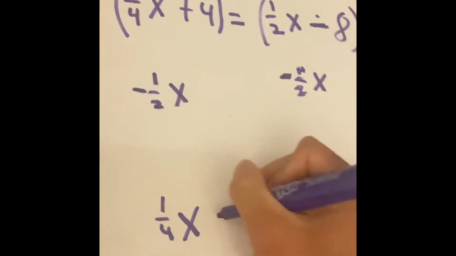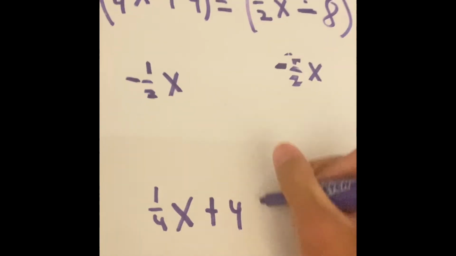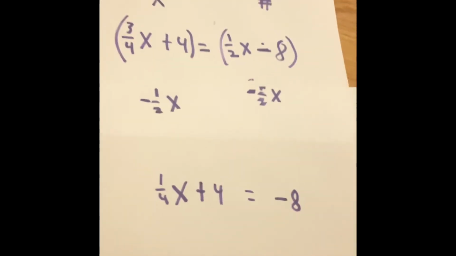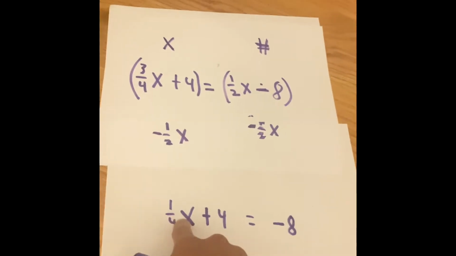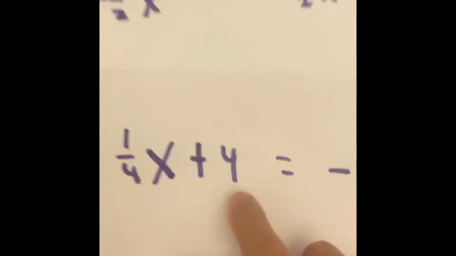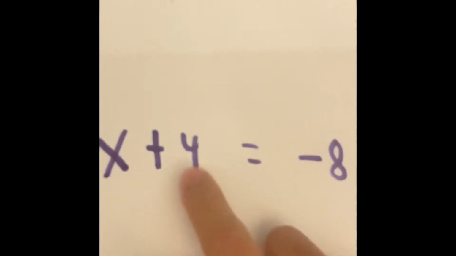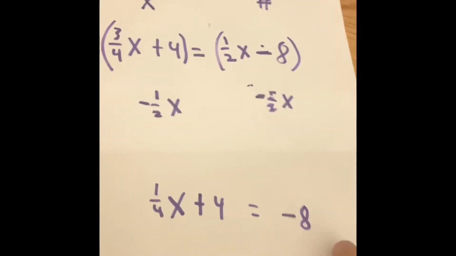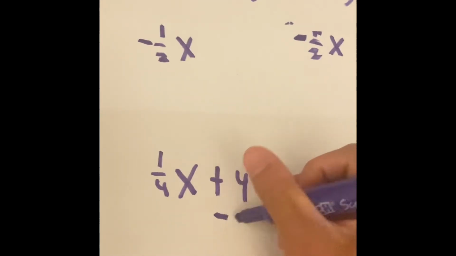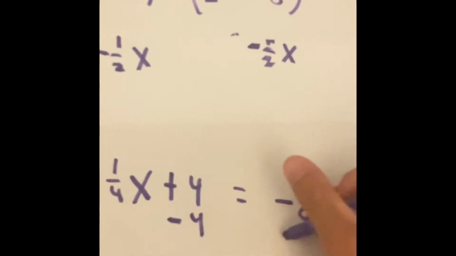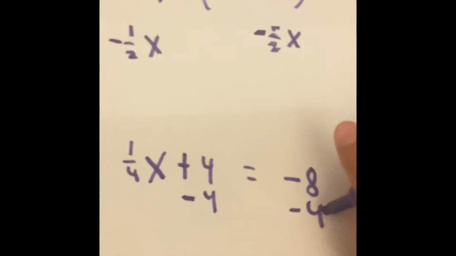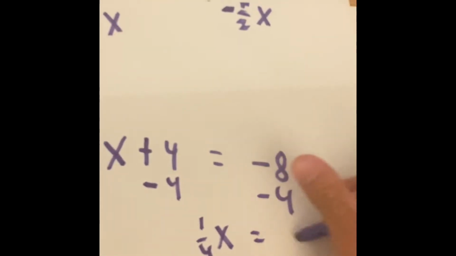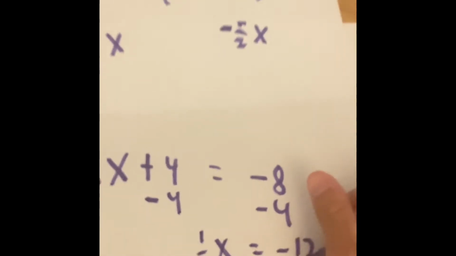Now we have 1 over 4x plus 4 equals -8. We have our variable on one side, but we still have a problem. We still have that 4 right here. We have to move that to the number side. So we have to subtract that by 4 and subtract this side by 4. That'll give us 1 over 4x equals -12.